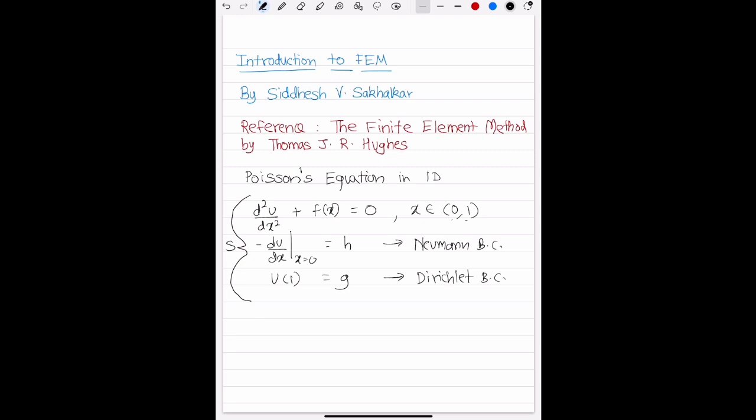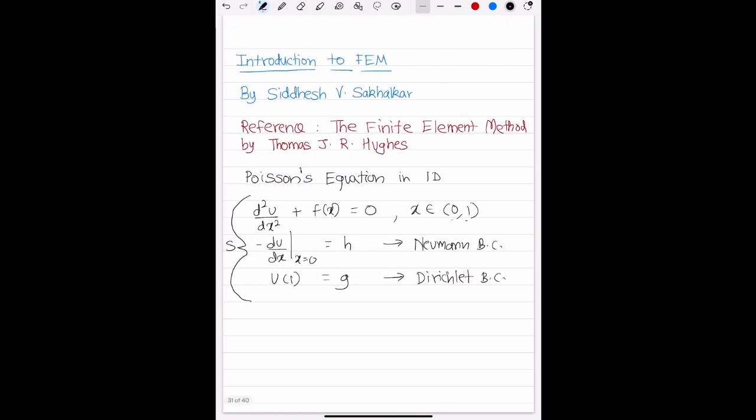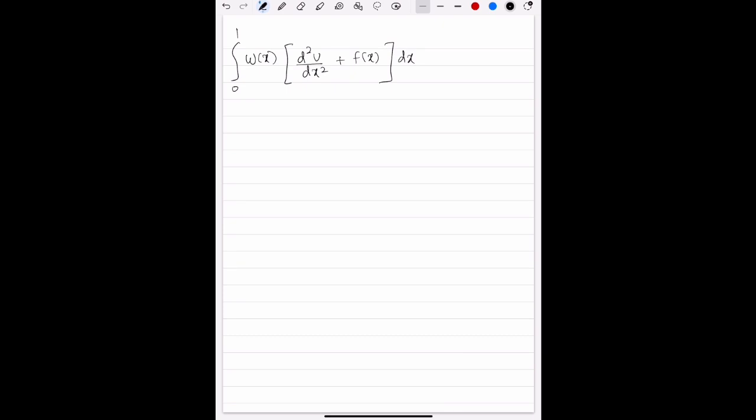To derive the weak form, we begin by considering a test function w of x. We multiply the differential equation with this test function, so that gives us w of x multiplied by d2u by dx square plus f of x, and then we integrate this across the domain, that is from 0 to 1 dx. Now since d2u by dx square plus f of x is equal to 0 by our differential equation, this integral should also be equal to 0 for all functions w of x.